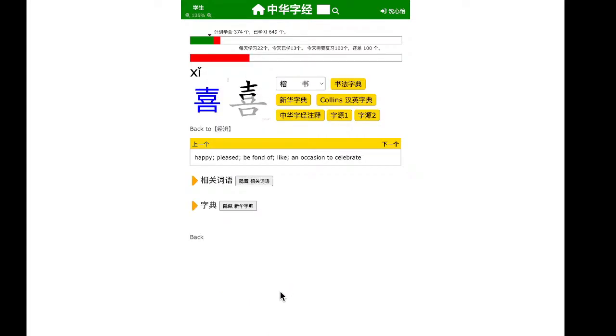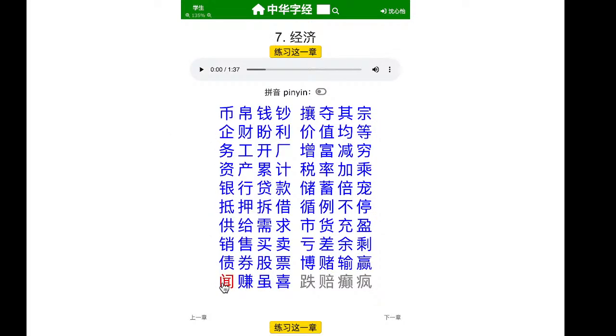喜 means happy or pleased, to be fond of something or someone, like it, or an occasion to celebrate. Like if somebody gives you good news, especially used for weddings. When people are getting married, you call this a 喜事, right? It's a joyous occasion. And then also you see the 双喜. You put two of these next to each other. You see that all over people's houses and banners and restaurants and all kinds of things. So this 文赚虽喜, it's talking about even though when you make money and you profit, it makes you really happy.